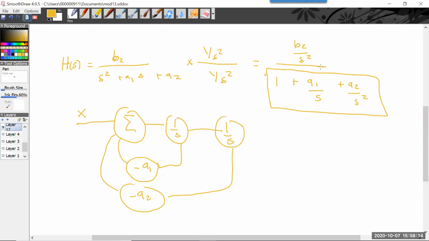Right. Now, notice B2 is being divided by S squared. So in fact, S times 1 over S is 1 over S squared. So that's out.